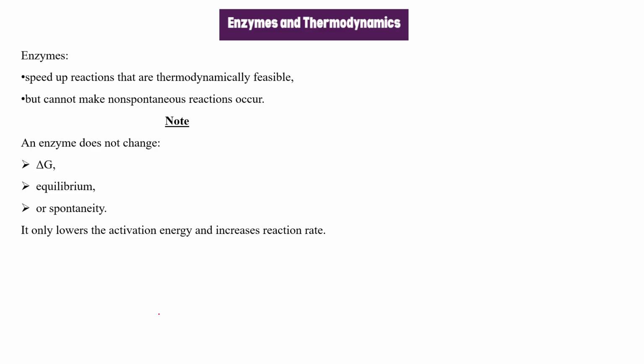This is because an enzyme does not change your Gibbs free energy. It does not change it from positive to negative. The enzyme also does not change equilibrium. If a reaction is at equilibrium, the enzyme is not going to change the reaction from equilibrium to, let's say, a forward reaction. And it does not affect the spontaneity of the reaction. The only thing that the enzyme can do is to lower the activation energy. I want you to understand this concept very well because when we are talking about the activities of enzymes, this will be required.